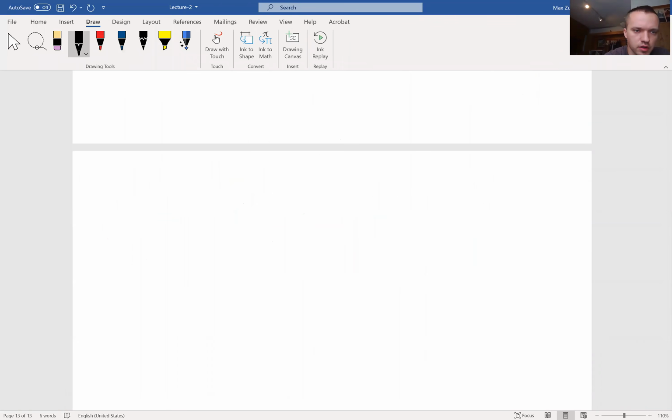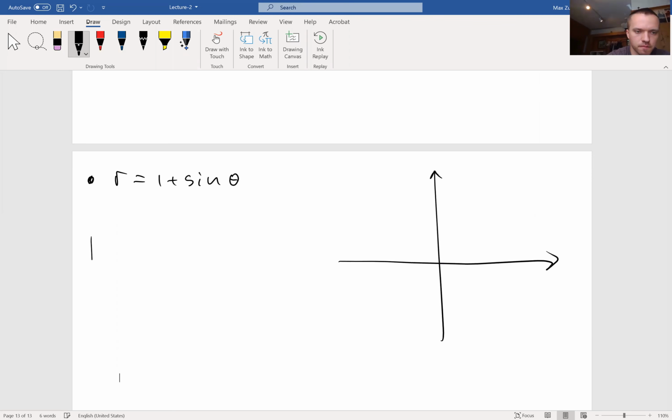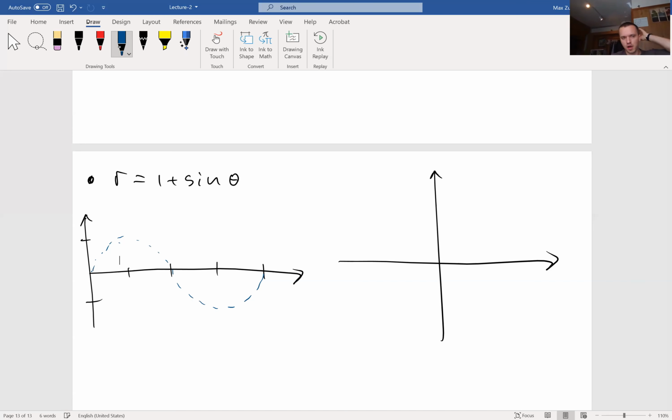So for the next one, r is equal to 1 plus sine theta. So the idea is the same. Let's sketch the sine function. So pi over 2, pi, 3 pi over 2, and 2 pi. The original sine function, I know how it looks like. It looks like this blue graph. But if I'm going to have sine function plus 1, what am I going to do with my graph? So this is my sine theta.